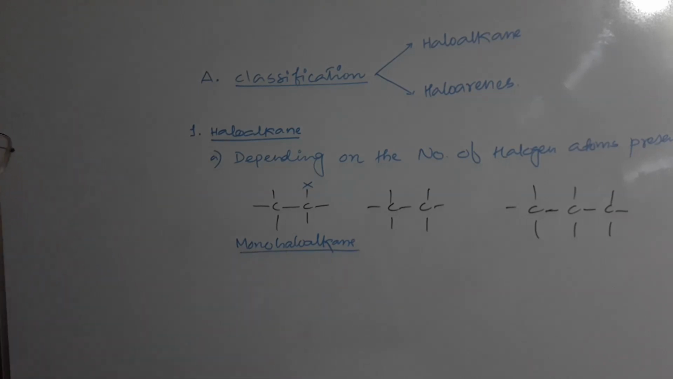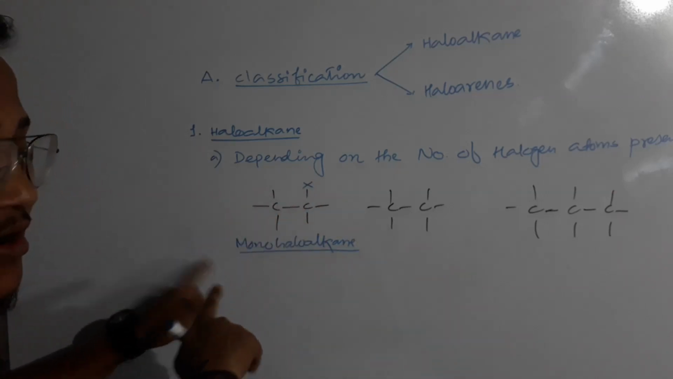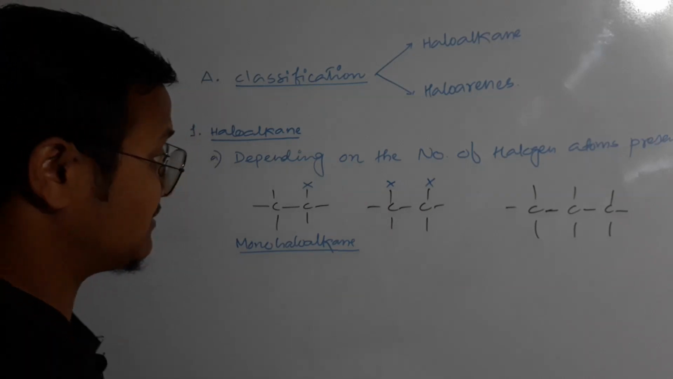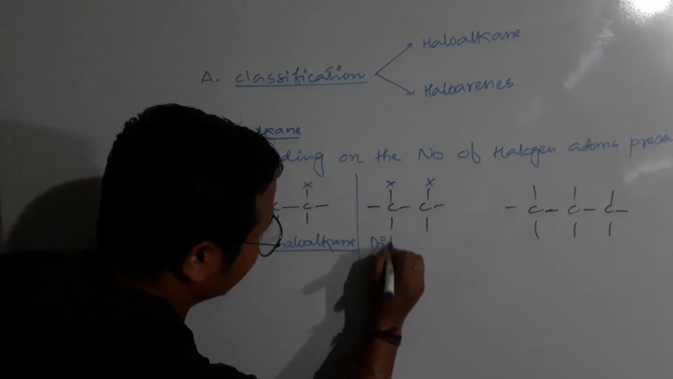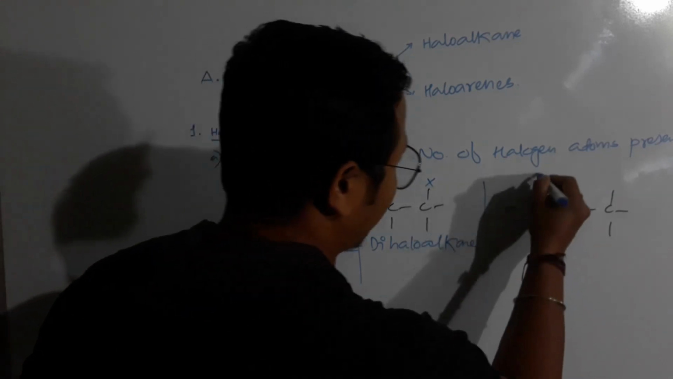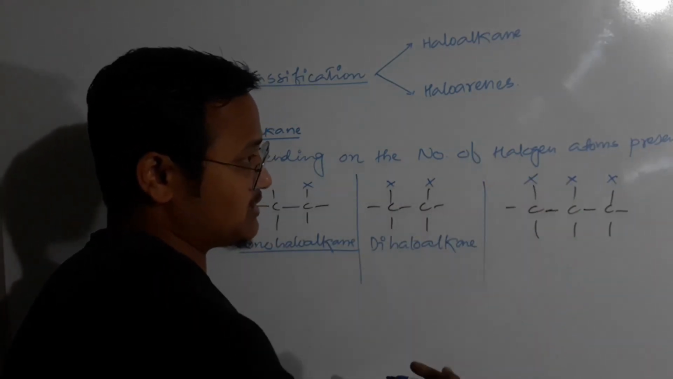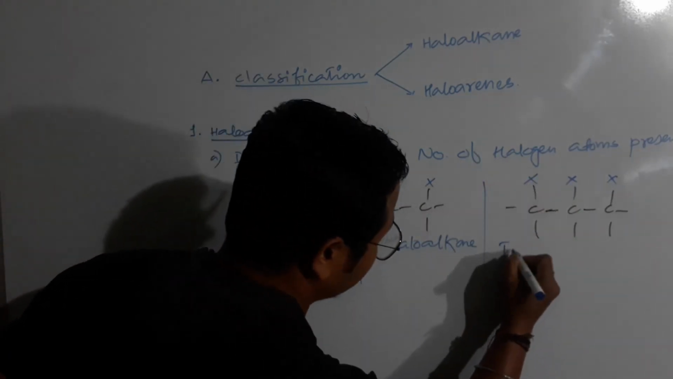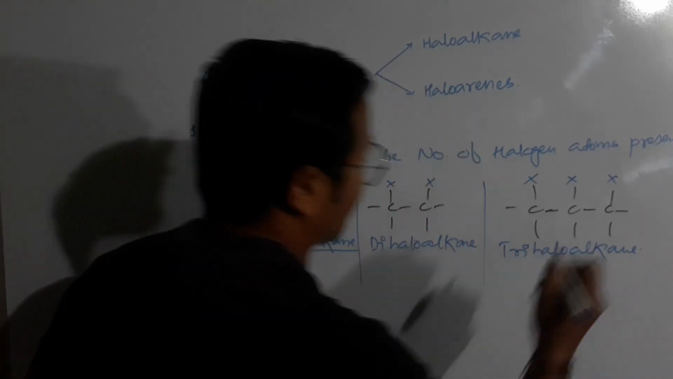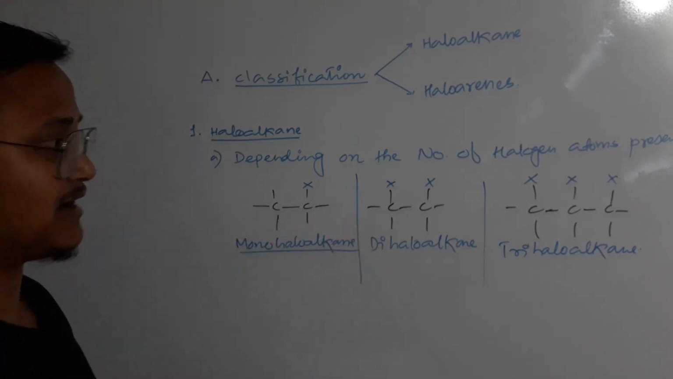It's very simple, right? So those haloalkane compounds that contain only one halogen are monohaloalkanes. And consider here both the hydrogens are substituted, okay? Then it will be pronounced as dihaloalkane. Got it, guys? And if all three hydrogens are substituted by halogen, then it will be pronounced as trihaloalkane. Got it, guys? It's very simple. So depending on the number of halogen atoms, we can classify them like that.